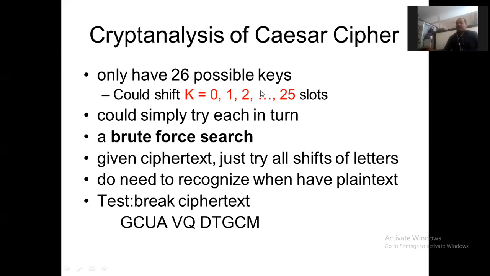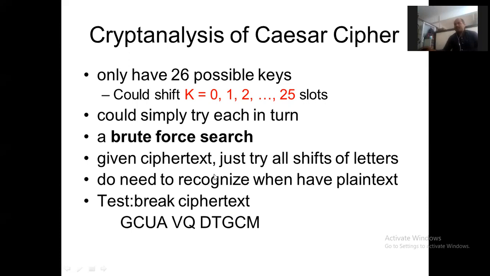Now here also I want to give this one. See, here one example is given, a test break ciphertext. So this is the ciphertext: GC, UA, VQ, DT, GCM. So what will be the plain text for this one? Suppose you don't know the value of k here. It may be 0, it may be 1, 2, up to 25.